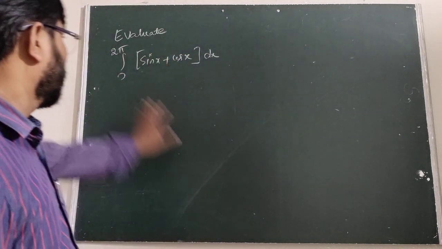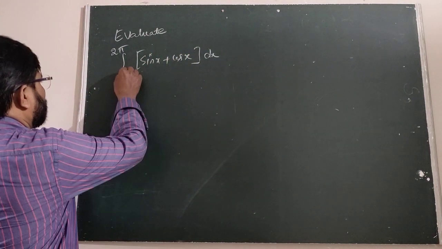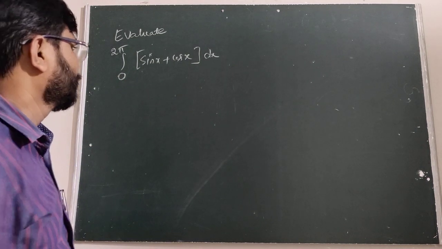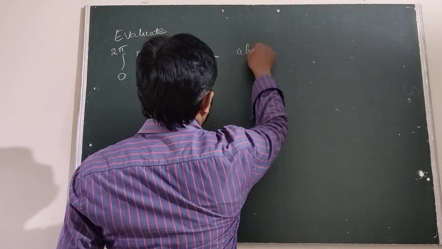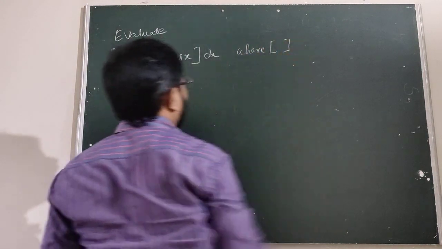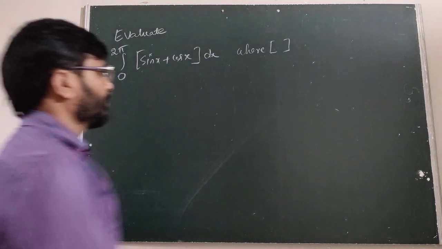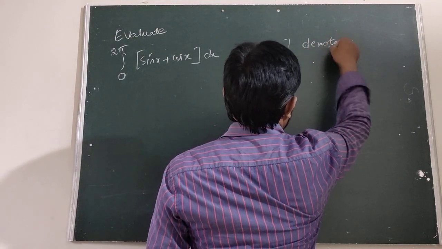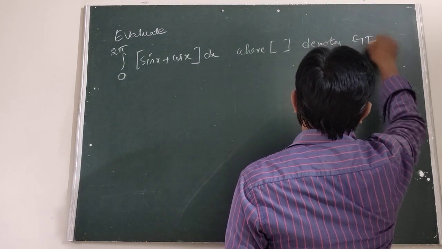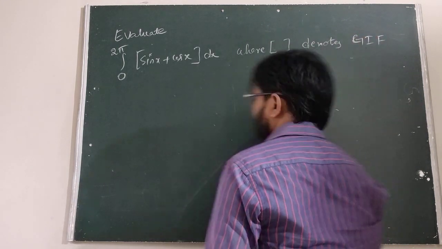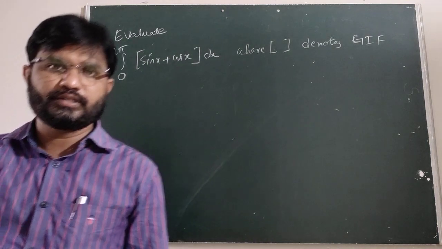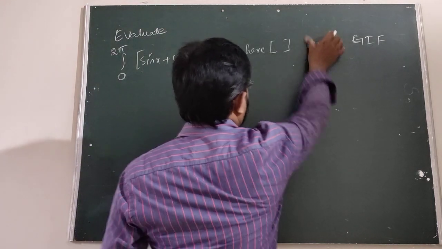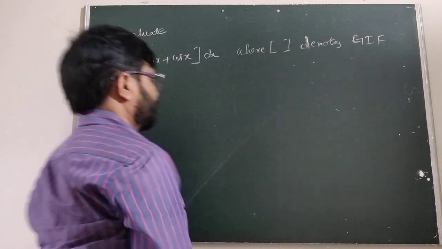Evaluate the integral from 0 to 2 pi of the step of sin x plus cos x dx, where the step denotes the greatest integer function. This is the greatest integer function. Now, how do we write this?